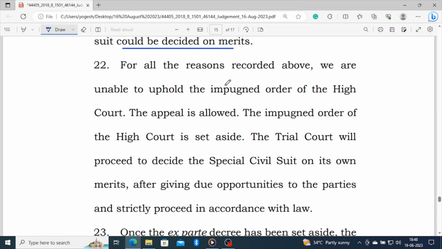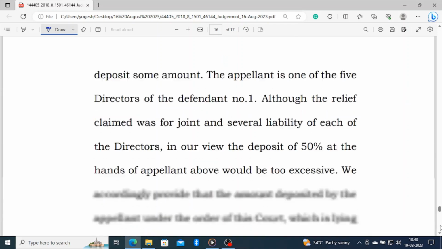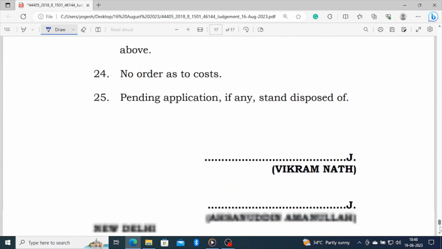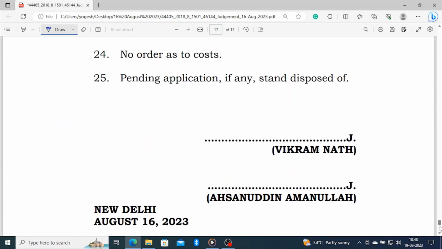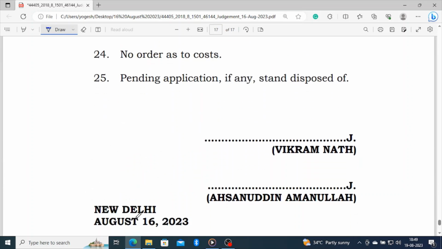For all the above reasons, we are unable to uphold the impugned judgment of the High Court. The appeal is accordingly allowed. So finally, the court has given its verdict, and the outcome was that the suit got restored. The order of the trial court allowing the application, which was set aside by the High Court, was restored; the court has interfered with the order of the Honorable High Court. The suit got restored, directions were passed, and pending applications, if any, stand disposed of. This was a judgment recently passed by the Honorable Supreme Court of India on 16th August 2023.